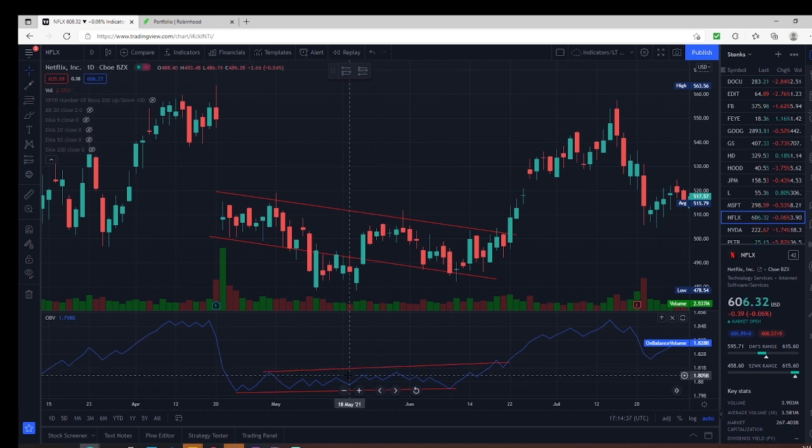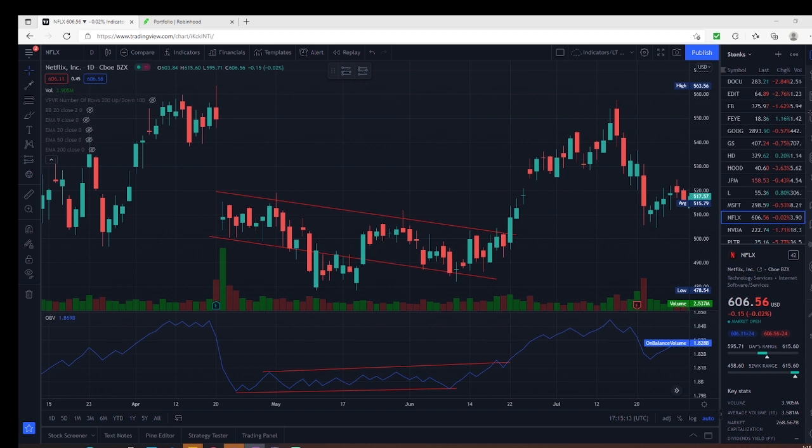Some possible entry points would be maybe here or here, basically any point that's confirming these higher lows in the OBV. If you want a safer entry point, you can draw these channel lines just like I do and wait for a breakout on both. That way you have the stock price and the OBV line working in unison with you, which is a way to confirm and maybe have a safer outcome. So an entry point would be right here.